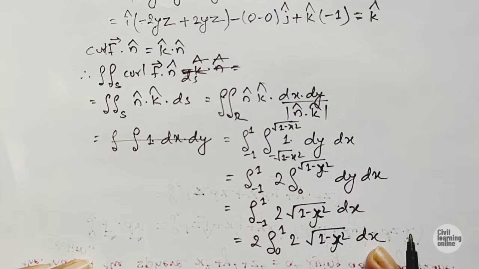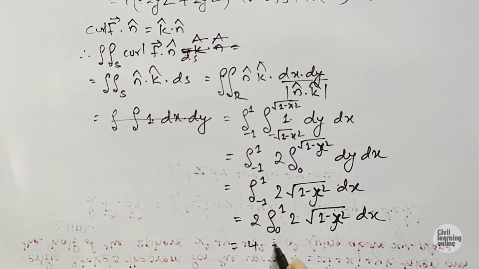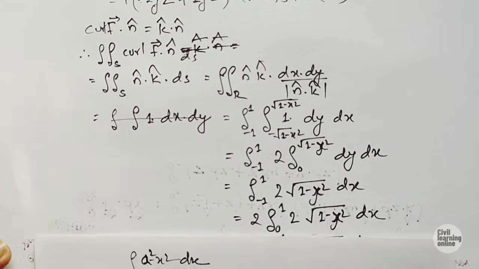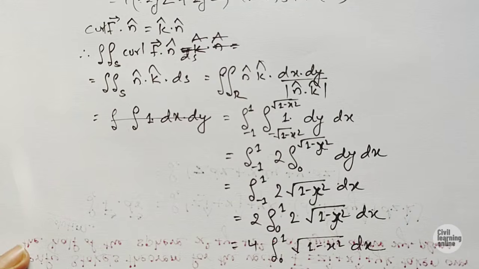Now we need to integrate this root under 1 minus x square with respect to x, and for that we have a formula. This is a similar formula to the one I discussed in the previous video when I was solving the Gauss divergence method. Here we will have 4 times the integration from 0 to 1 of root under 1 minus x square dx. This is the formula, and in place of a we have 1 here, so we can simply put 1 in every place of a.